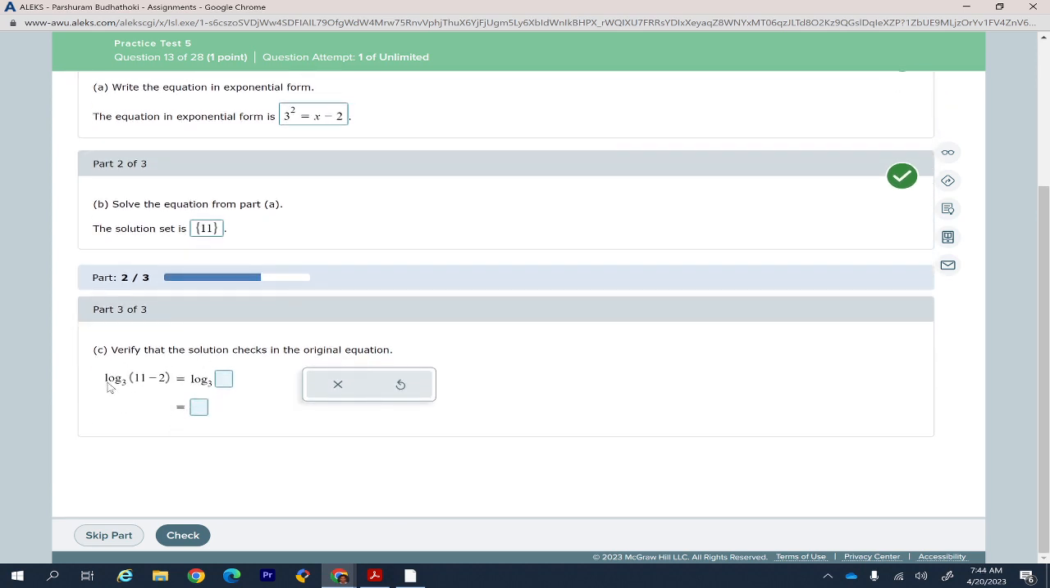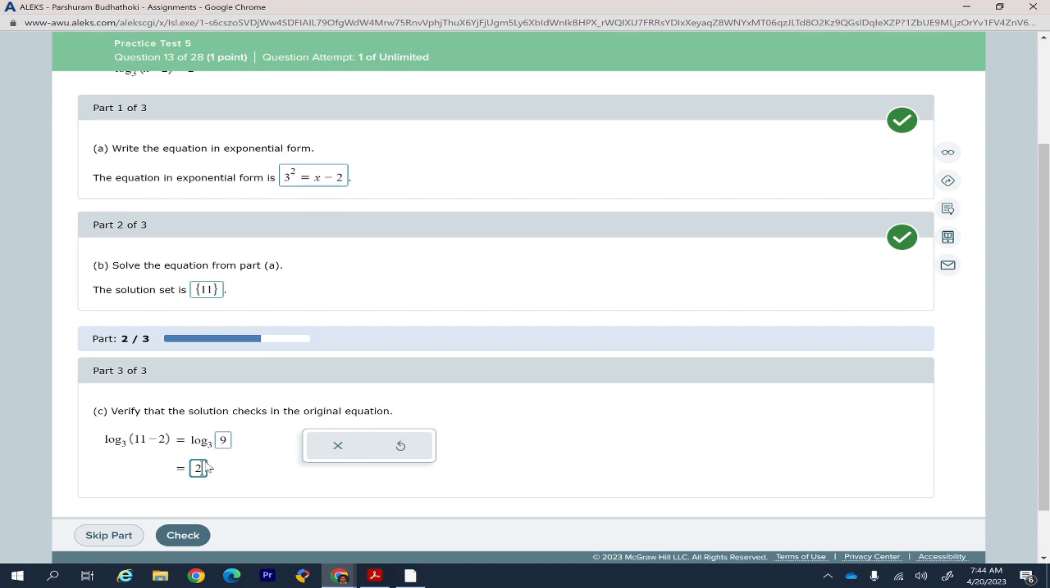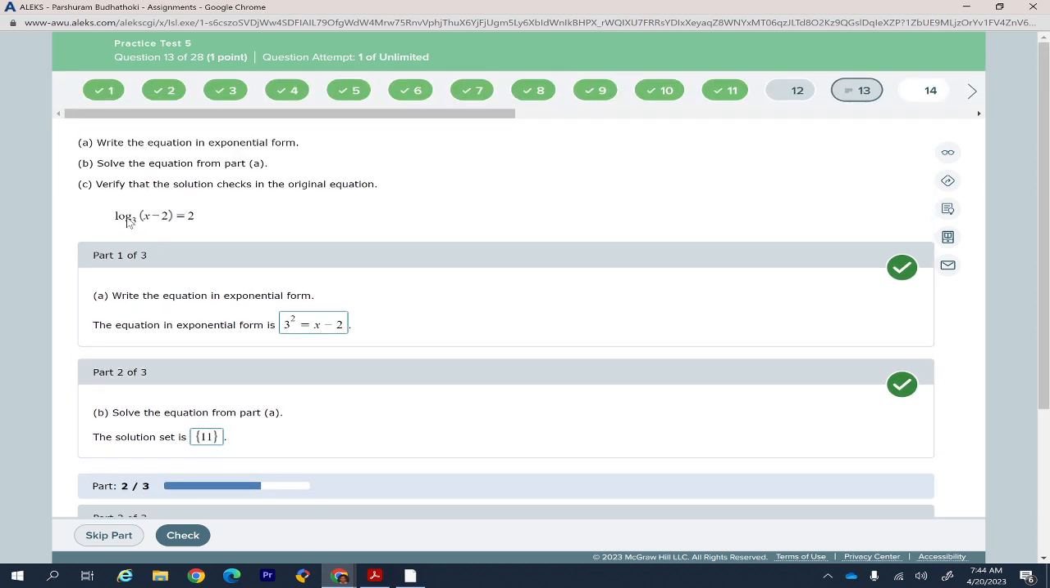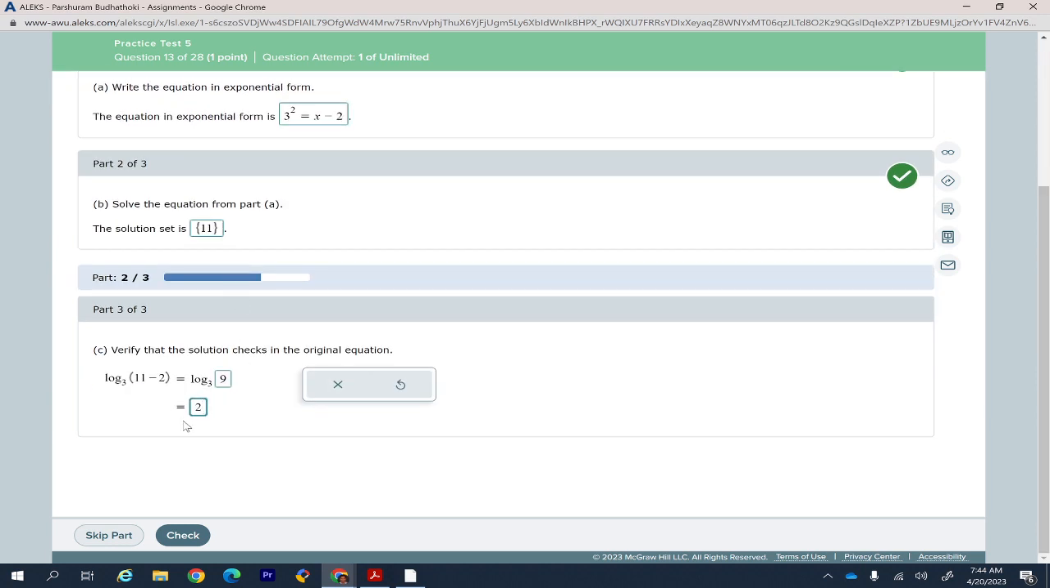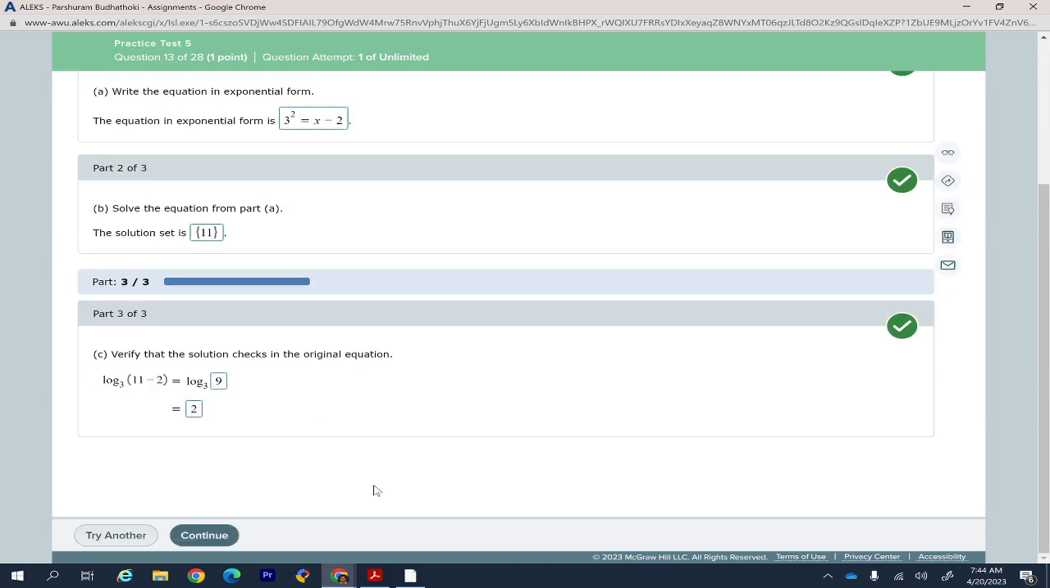Now let's verify. Log base 3 of 11 minus 2 means log base 3 of 9. And since we know log base 3 of 3 squared is 2, log base 3 of 11 minus 2 is 2. You see that? Log base 3 of 11 minus 2 is 2. That's the answer. So that's true.